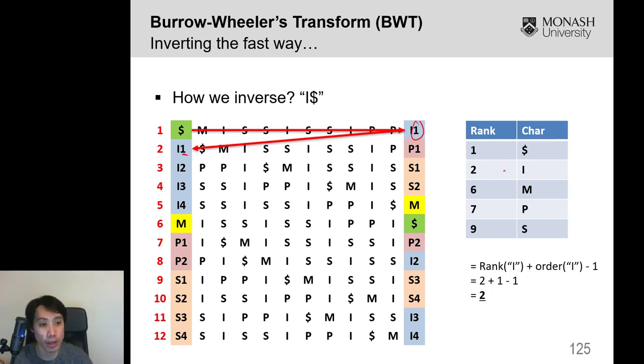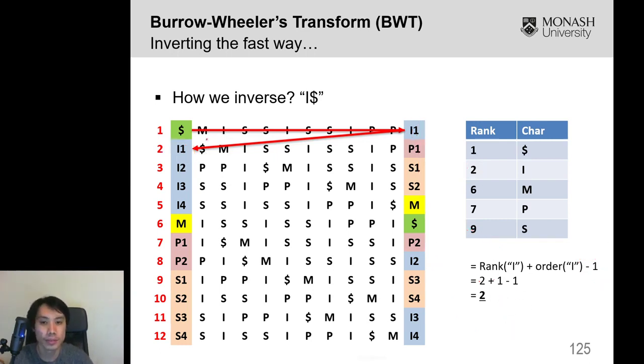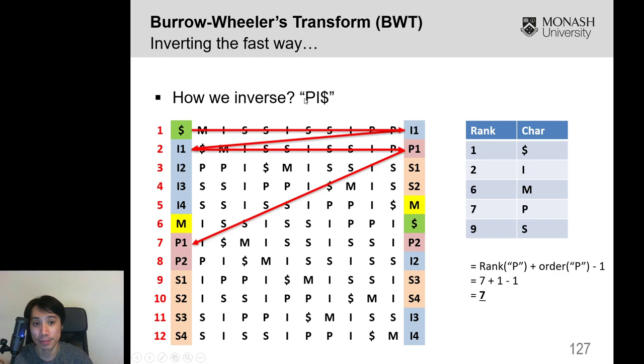The formula is very simple. The rank of I is actually 2, and the order of I, which is 1, will be 1. Then I need to minus 1. So 2 plus 1 minus 1 is 2, then I can find the I again. Perfect. And then it is mapped to P, so I will prepend a P.